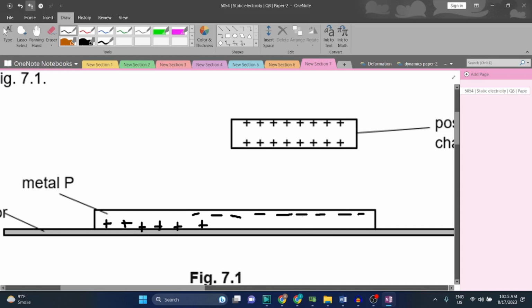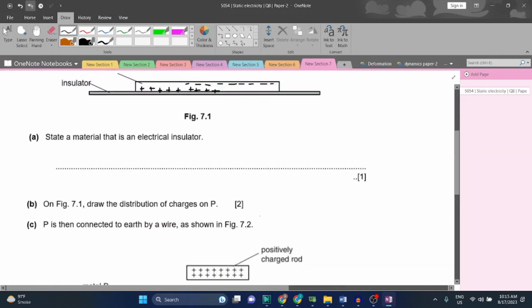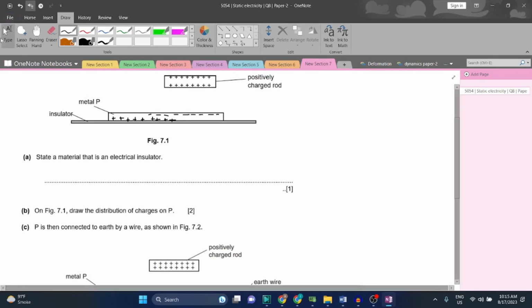One, two, three, four, five, six, seven, eight, nine. One, two, three, four, five, six. They need to be a similar amount. One, two, three, four, five, six, seven, eight, nine. So yeah. You can write anything here, let's write wood.